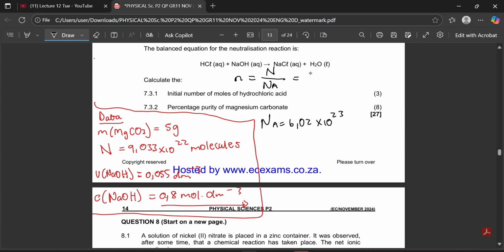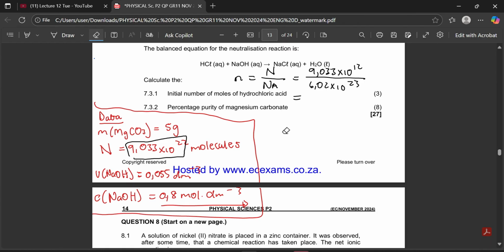So if I substitute this, remember from our data, remember the importance of the data, very important. So it's 9.033 times 10 raised to 12 divided by 6.02 times 10 raised to 23. And that should give me an answer of exactly, please do confirm on your side, but I get 0.15 moles. But what are these moles for? These moles are the moles of HCl.